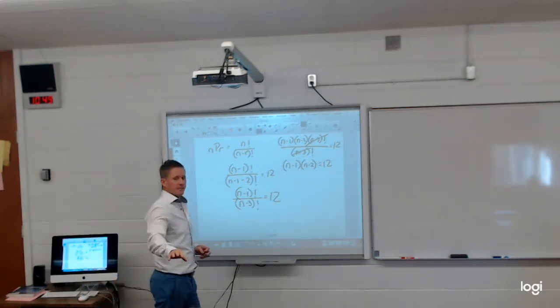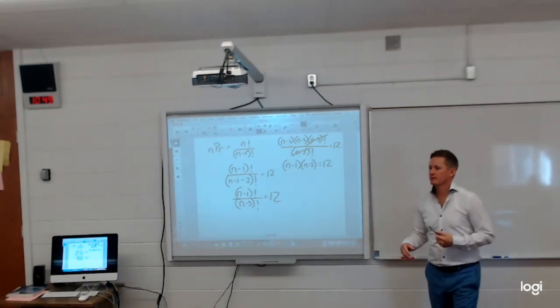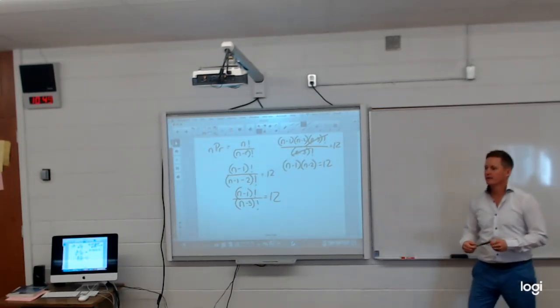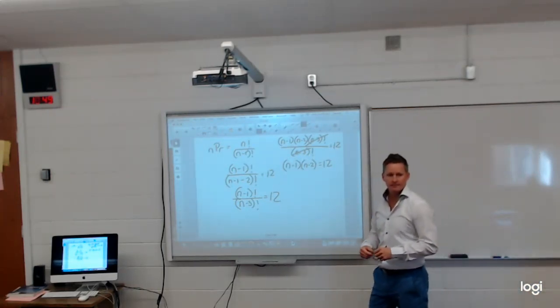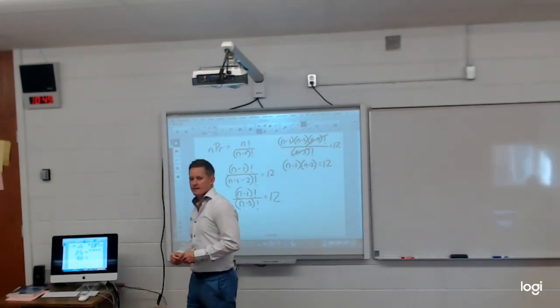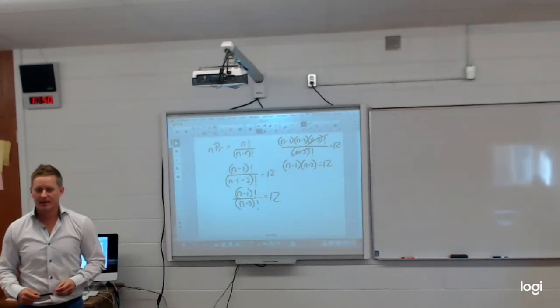No, you guys are ahead of the game right now. Seth, n is 5. Brilliant, how did you get 5? Because 5 take away 2 is 3, 5 take away 1 is 4, 4 times 3 is 12. Seth wins. First time in 3 years he said a word in this class and he wins. Well done, man.